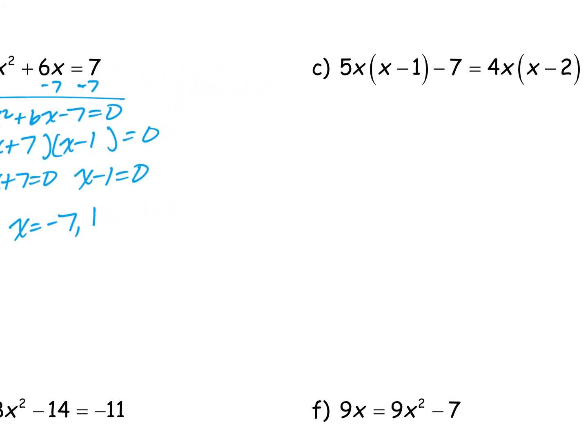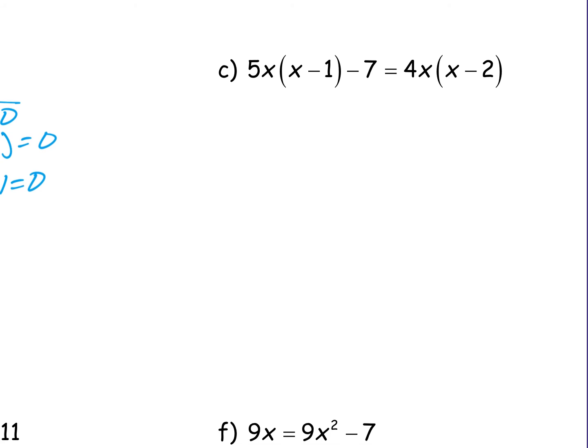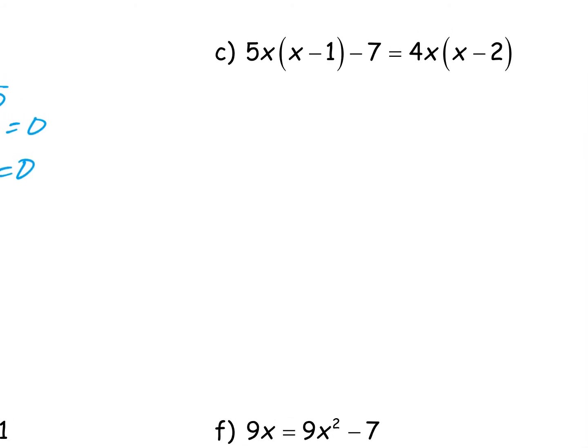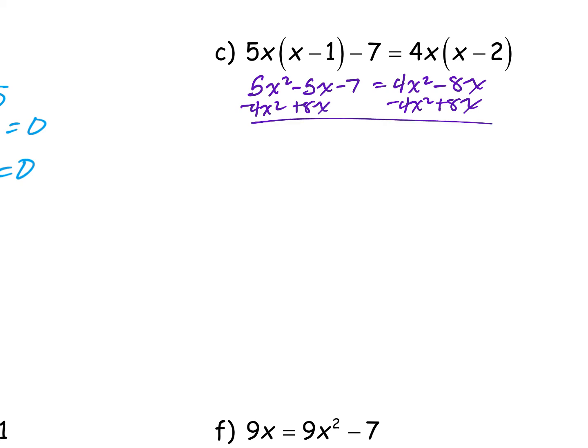And then for C, I get 5x squared minus 5x minus 7 equals 4x squared minus 8x. So subtract 4x squared, add 8x, and I get x squared plus 3x minus 7 equals 0, which does not factor to anything. So I'm going to need to do the quadratic formula. So a equals 1, b equals 3, and c equals negative 7.